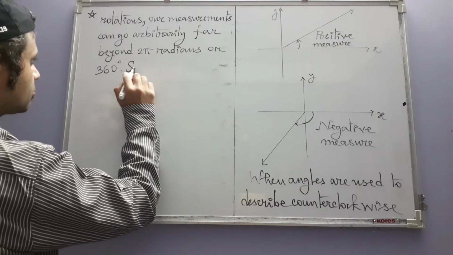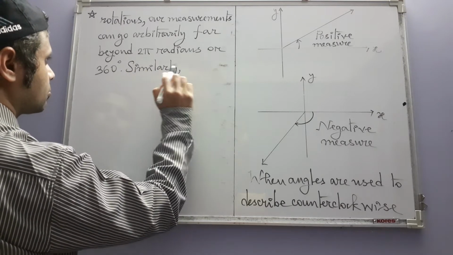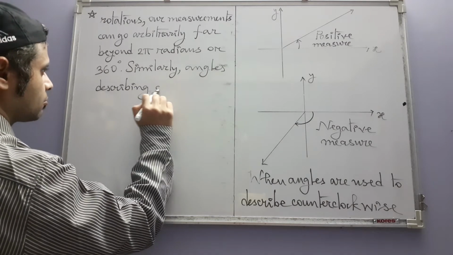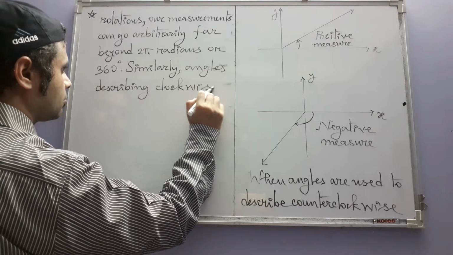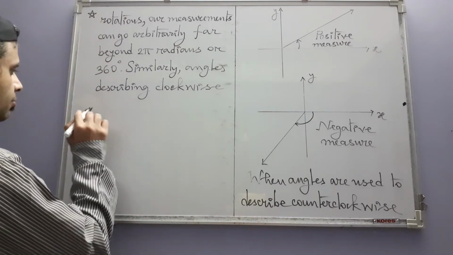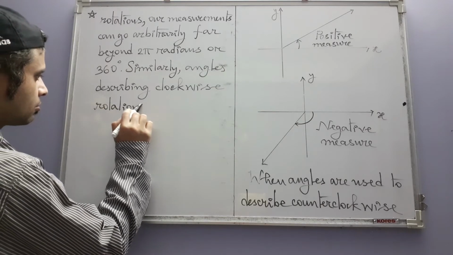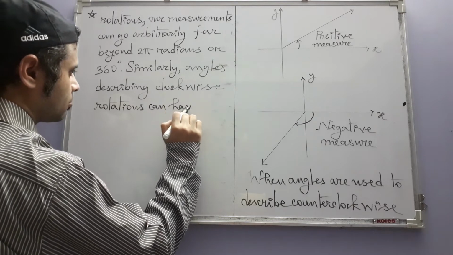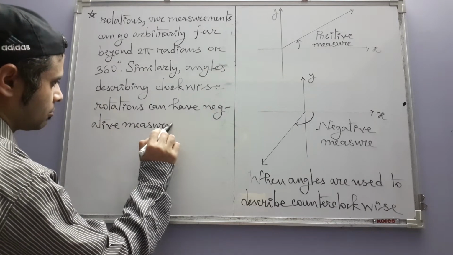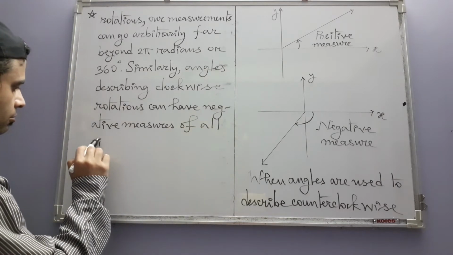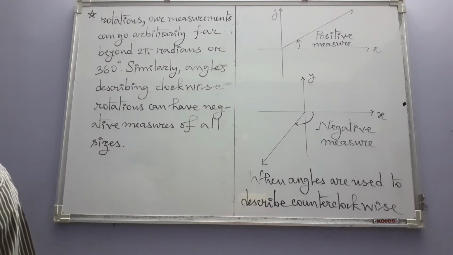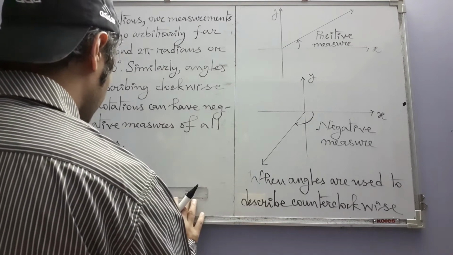Similarly, angles describing clockwise rotations can have negative measures of all sizes. Like these angles. Some examples are given.